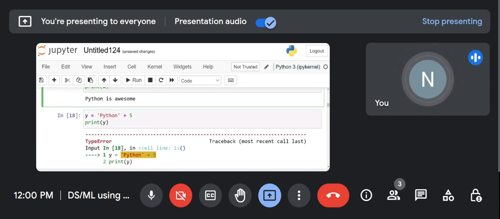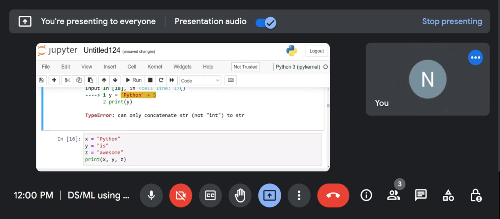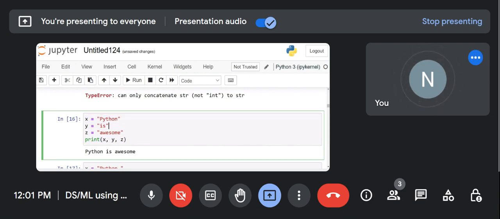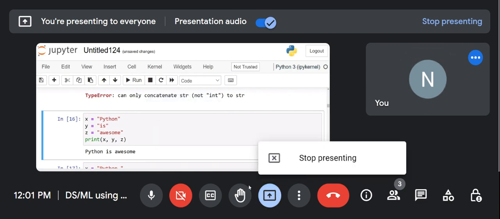But if I try to add, as she also told, with typecasting, if I want to add string with an integer, definitely error. You can't concatenate string to an integer before typecasting. You need to typecast, and then only it will work. And here in a single line, I can print X Python, Y is awesome, Z is awesome. Print X Y Z, Python is awesome. This is how we can print.